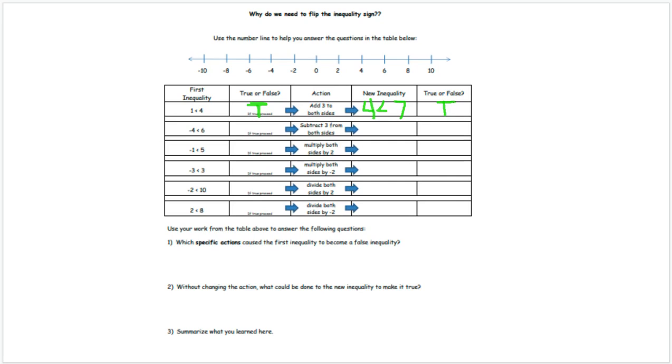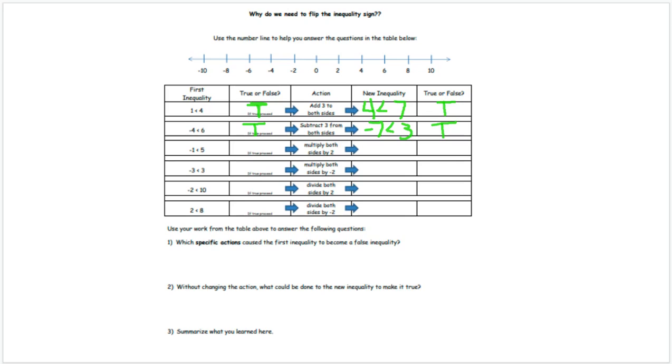Okay, so let's try the next one. -4 is less than 6. Well, -4 is less than 6, so I'm going to mark true. It says subtract 3 from both sides. If I subtract 3 from both sides, -4 minus 3 is going to give me -7, and 6 minus 3 is going to give me 3. And I know that -7 is still less than 3. So that would still be true.